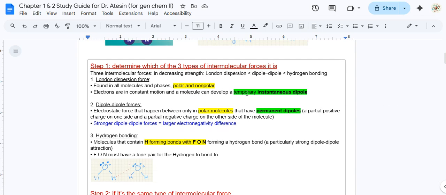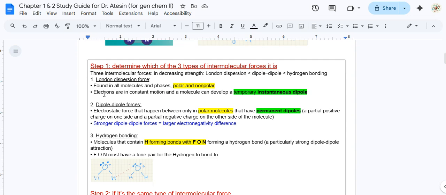And the three types of intermolecular forces are London dispersion, dipole-dipole, and hydrogen bonding. London dispersion is found in all molecules, so any polar and nonpolar molecule will have London dispersion force.